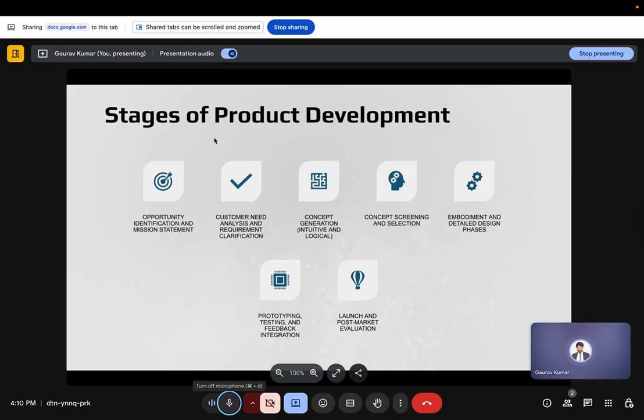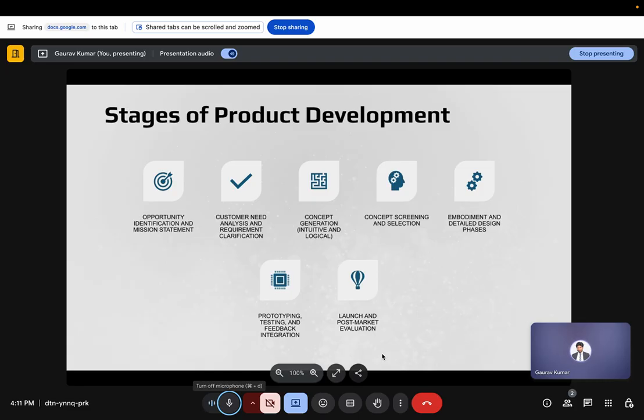Next is the stage of product development. What we learned in week one is opportunity identification and mission statement, customer needs analysis, requirement clarification, concept generation, concept screening and selection, embodiment and detailed design phase, prototyping, testing and feedback iterations, and lastly launch and post-market evaluation. The process began with opportunity identification and the mission statement that anchors scope.